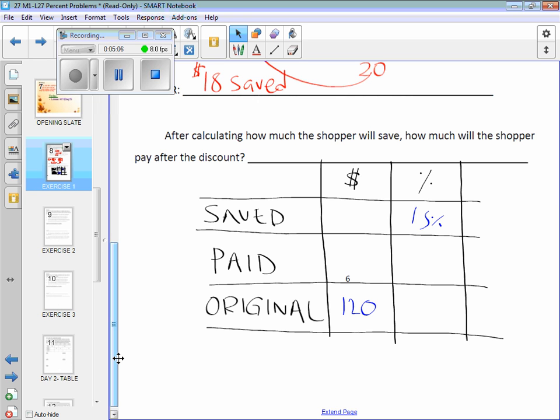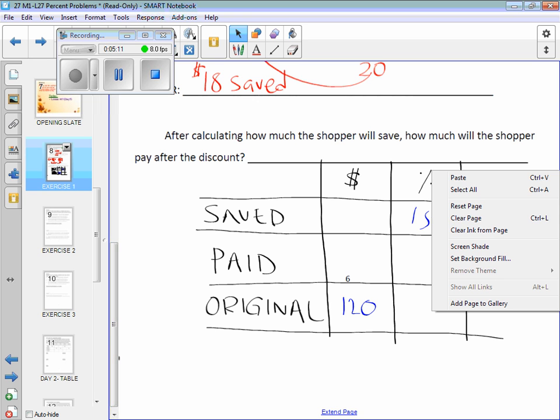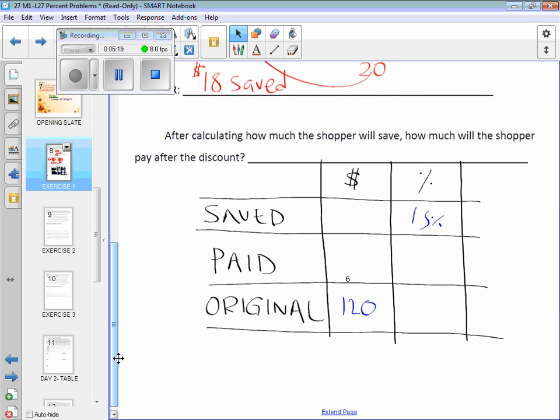Watch. This number right here, lower right, tags. Come on up and put it in. Why 100? You're right. Why 100 though? Why'd you decide that?